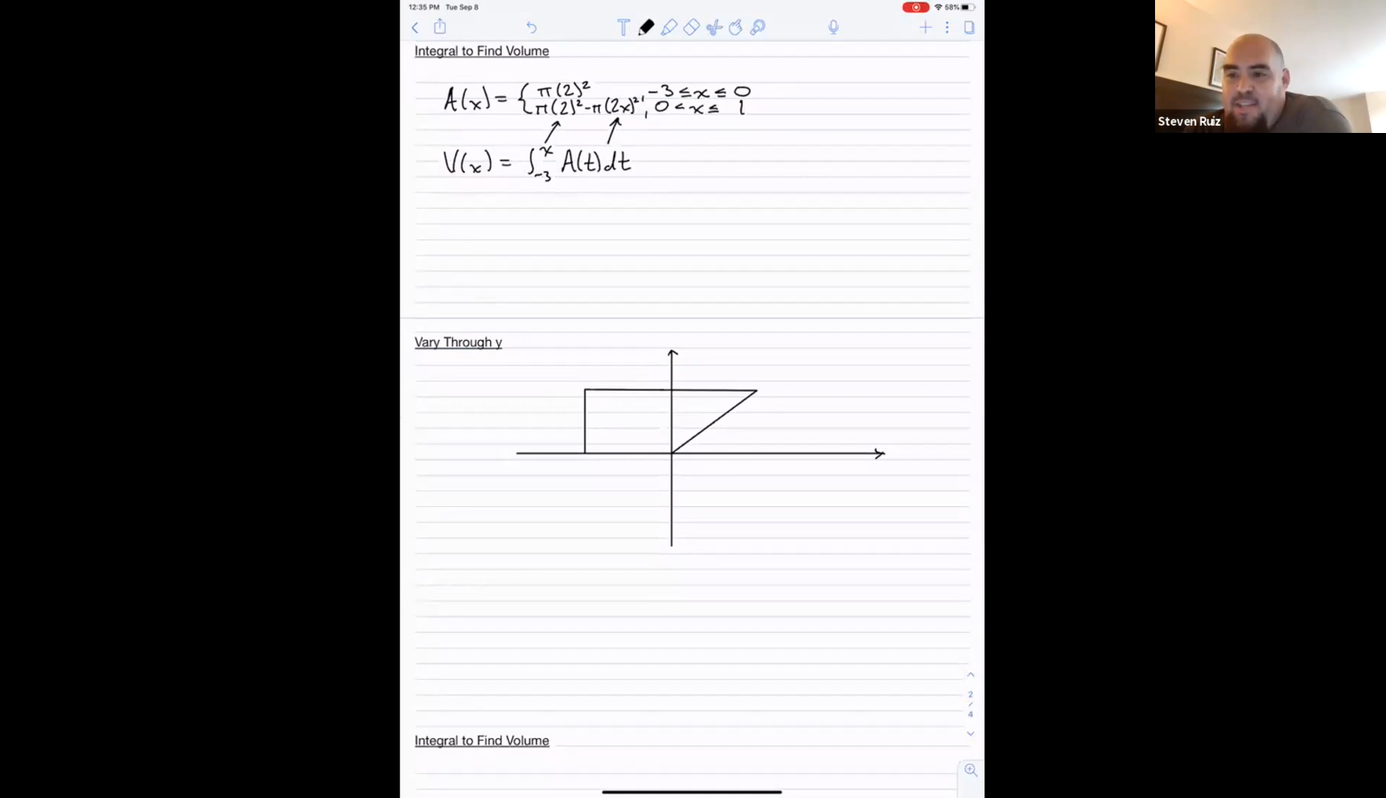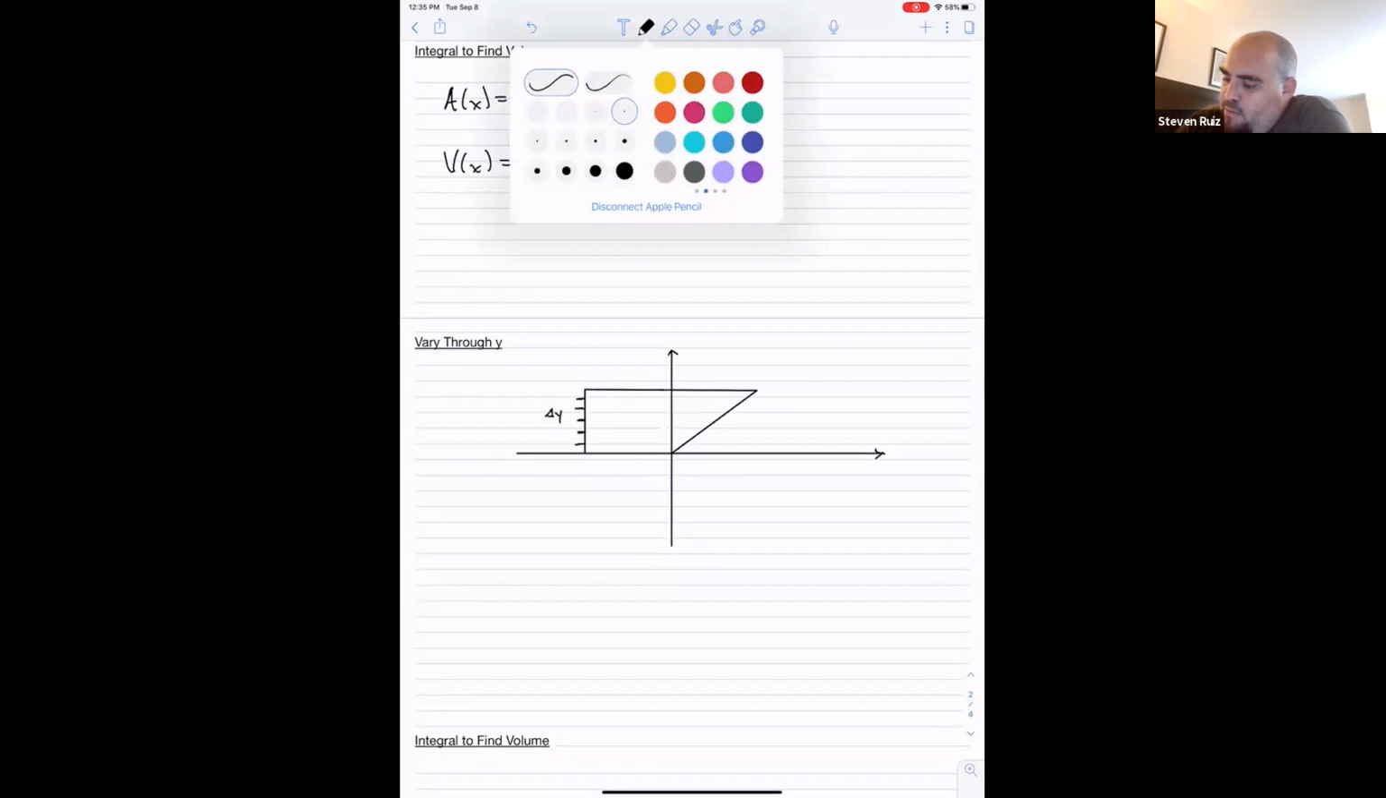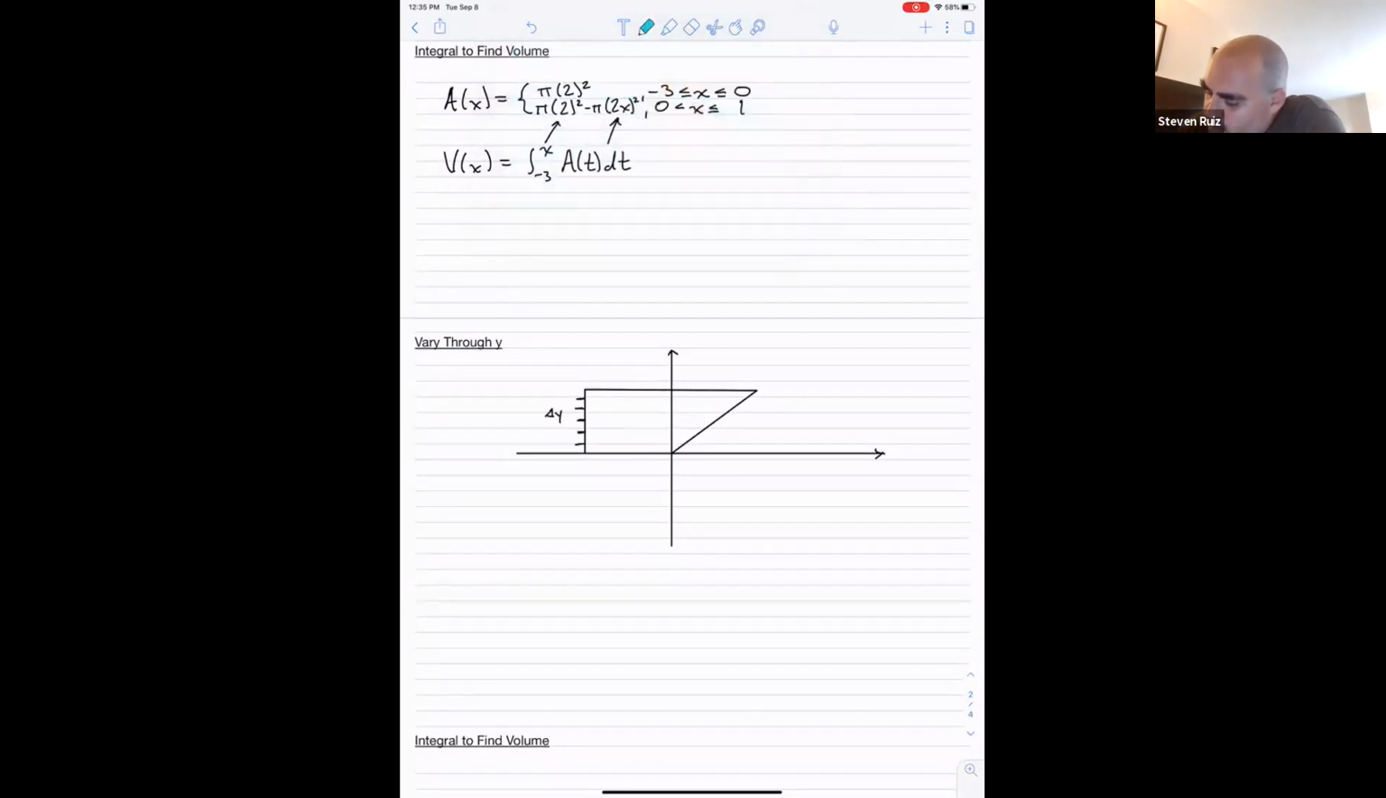So I'm going to leave that while I do our next approach here. Now we're going to find the same volume, but we're going to vary it through y intervals. So now I'm going to chop this up into delta y intervals. Let's go back to blue. Shade in the region we care about. And we'll use a darker strip. So now if I were to revolve this, I'm going to get a cylinder, right?